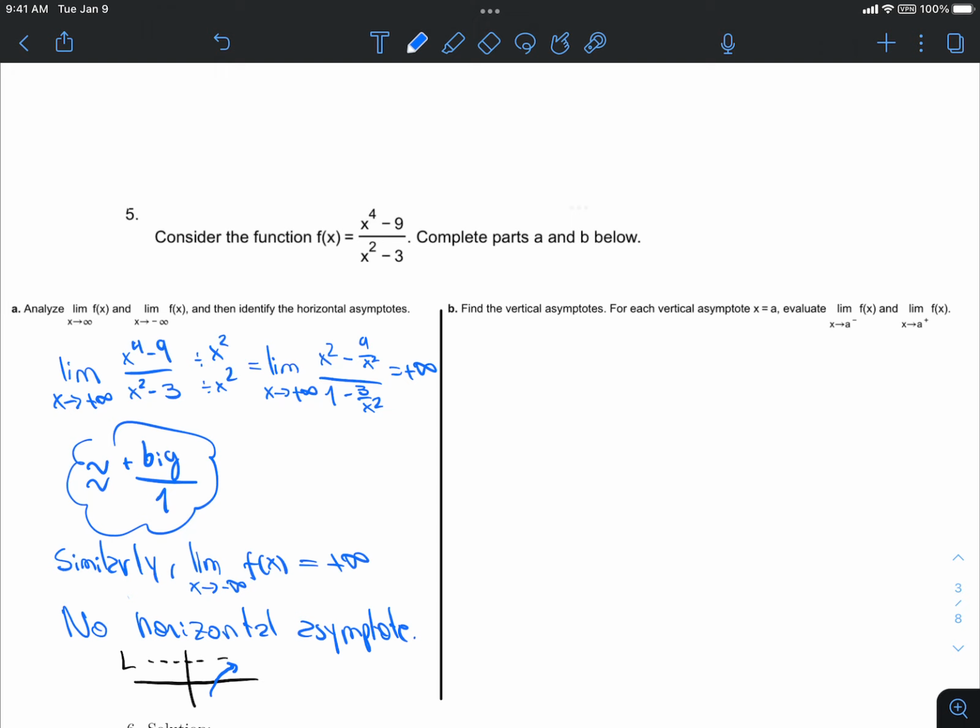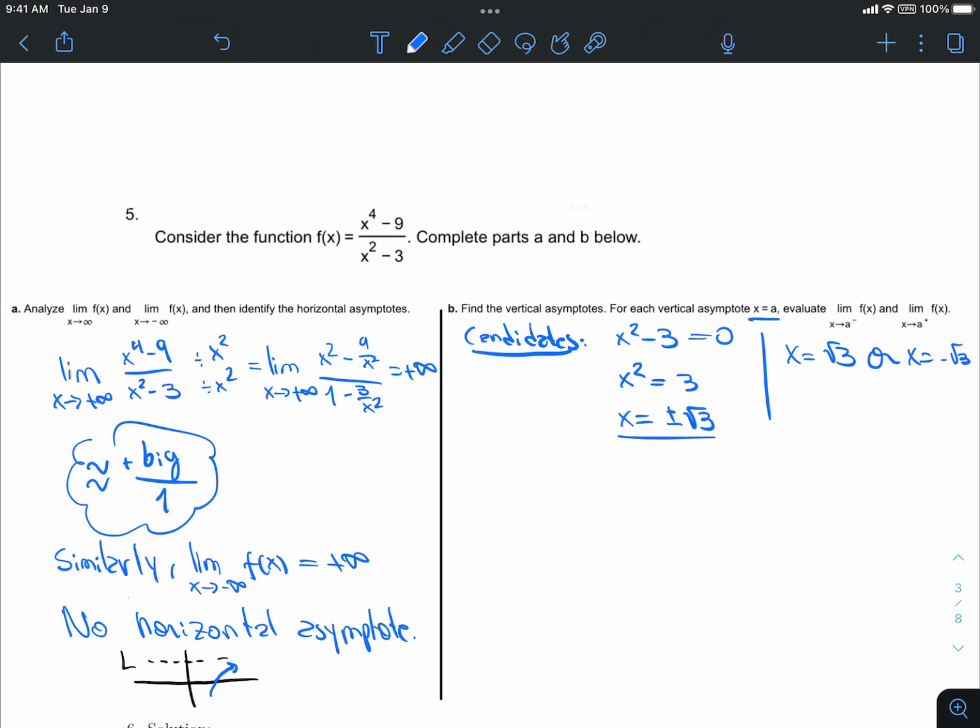For part B, for vertical asymptotes, we have to find the candidates first before we test them out. And the candidates are the zeros of the denominator, possible locations for the vertical asymptotes. They come from x squared minus 3 equals 0. So x squared equals 3, so x equals plus or minus root 3. Those are the x equals a candidates. So either x equals root 3 or x equals minus root 3 are possibilities for the locations of the vertical asymptotes for this function.